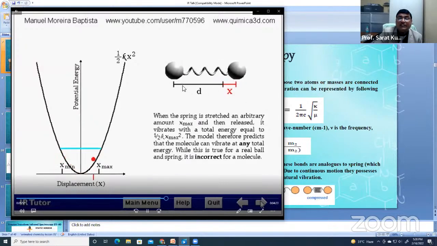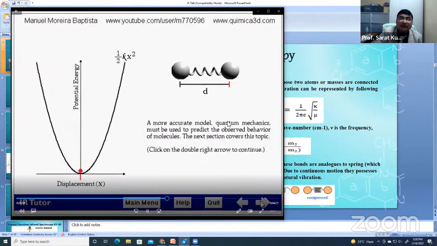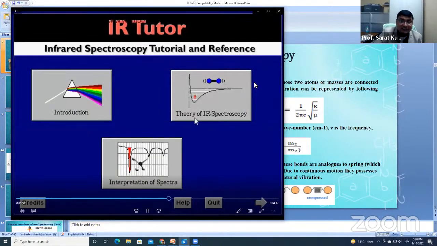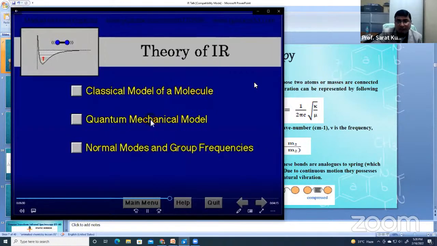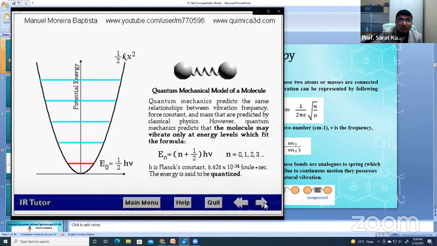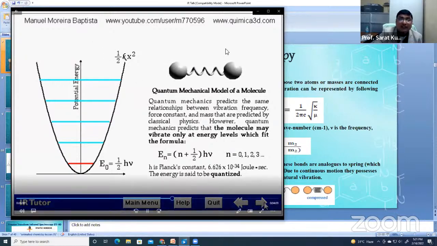You see, this d is the distance. That means it depends upon different factors. What are the factors? The size of the atom is one factor. The force constant, that means the bond between two atoms, is another factor. And the mass is also another factor.